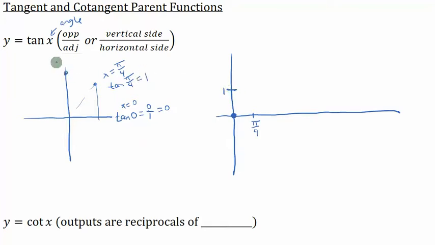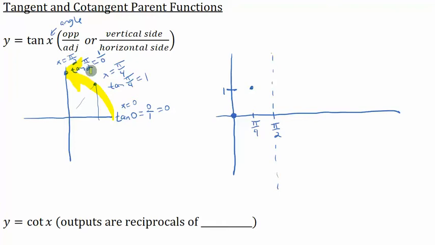Now if we come up here to pi over 2, where the angle is pi over 2, the tangent of pi over 2 is vertical, which is 1, divided by horizontal, which is 0. That's undefined. So what that tells us is that at pi over 2 on my graph, I get an asymptote for the tangent function. And I'm sorry, I forgot to plot that when x is pi over 4, tangent is 1, so I need to plot that point. Okay, there we go.